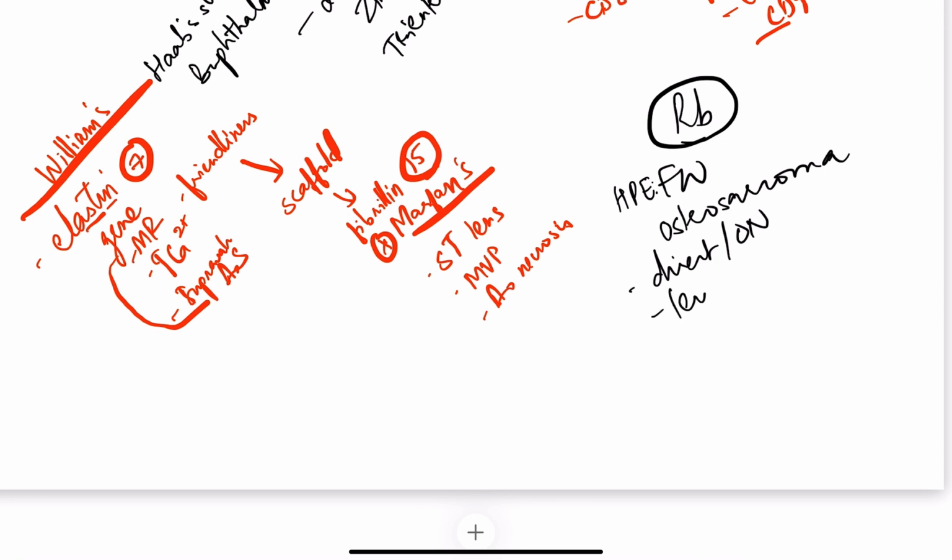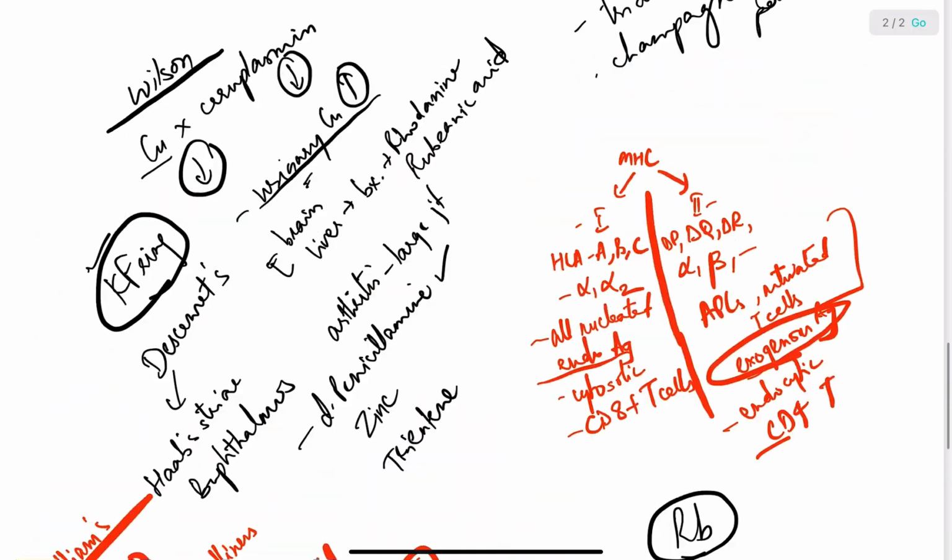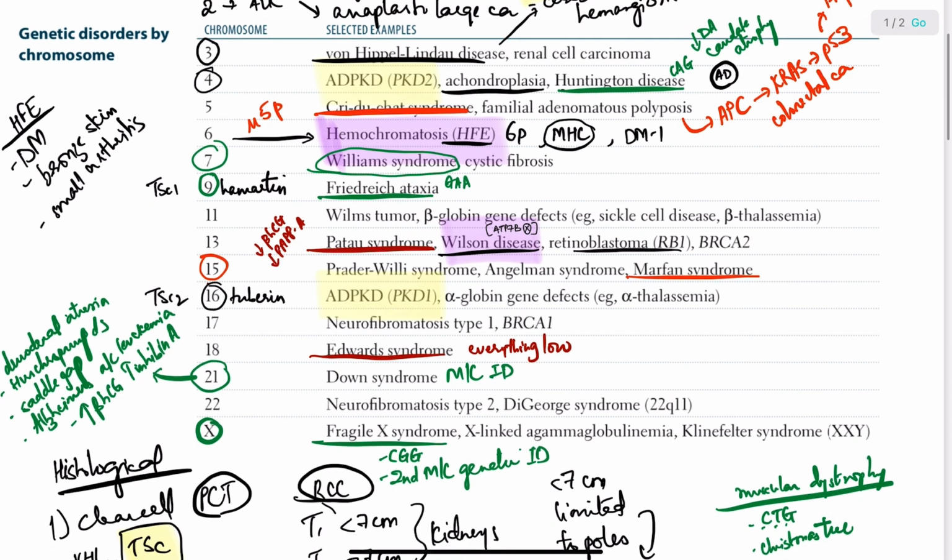This is one of the causes of leukocoria or the white reflex in children, and the treatment is going to be with enucleation along with chemotherapy, with carboplatin, etoposide, and vincristine. So this was everything retinoblastoma. Come back to chromosome 13.